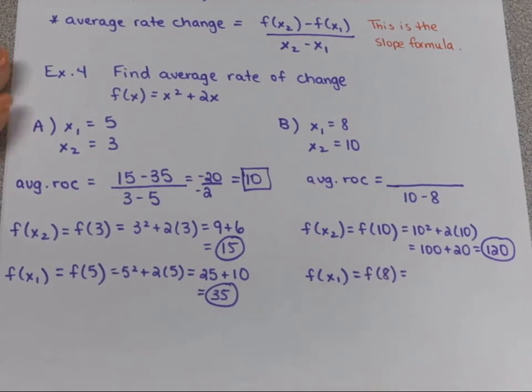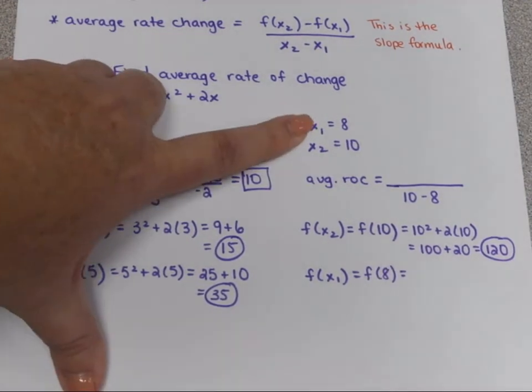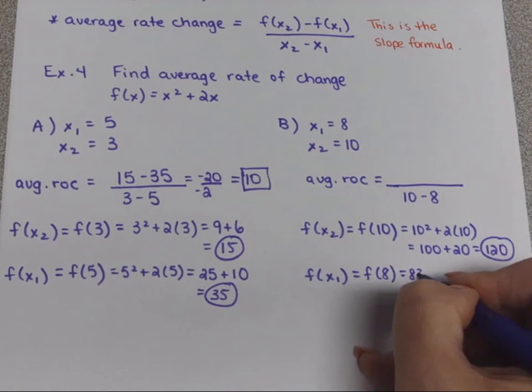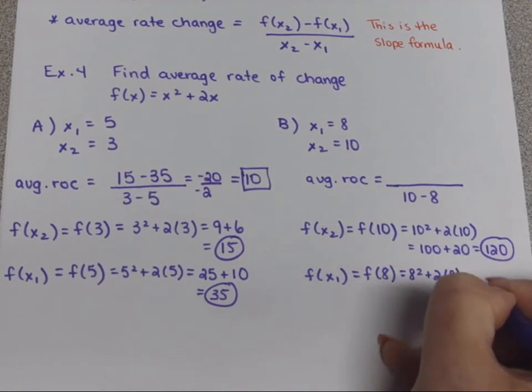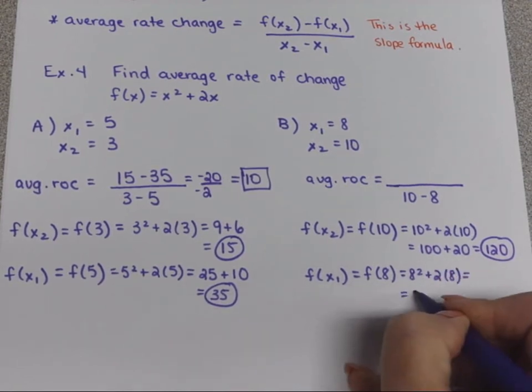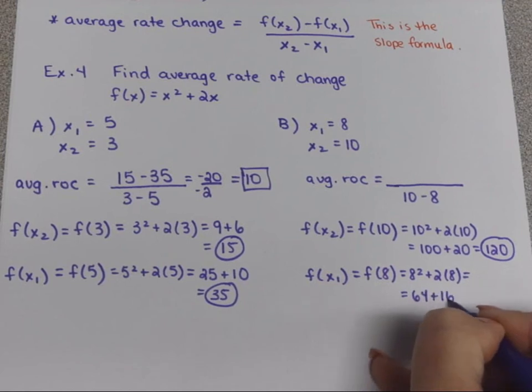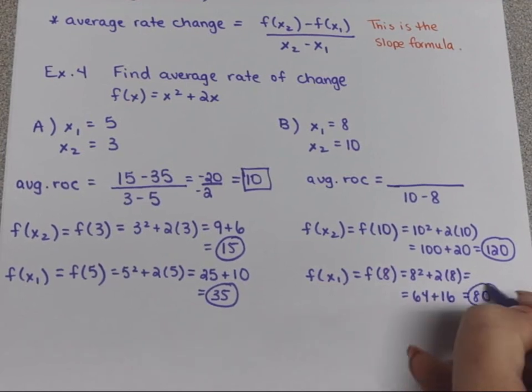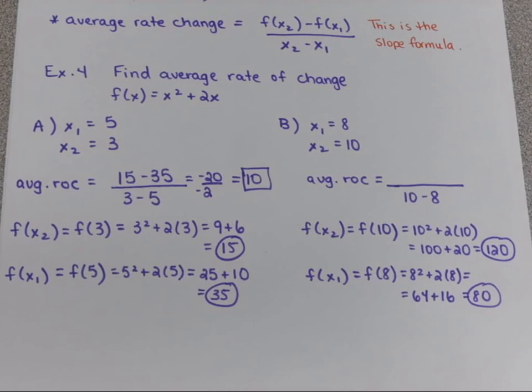F of 8, right, because that's what x1 is. x1 is 8. We're going to do 8 squared plus 2 times 8. So that's going to be 64 plus 16, which is 80. Okay, you don't have to do these bigger number additions and subtractions in your head, you can use a calculator.